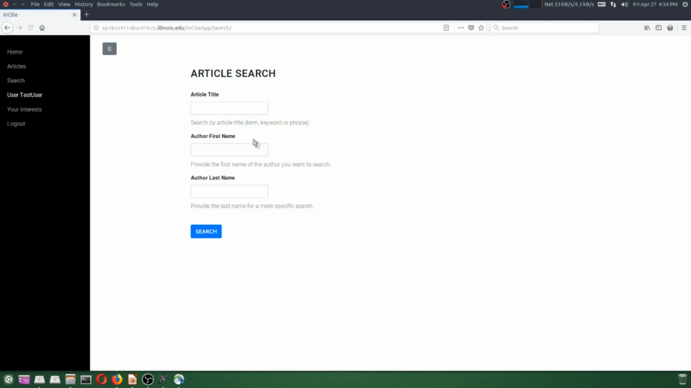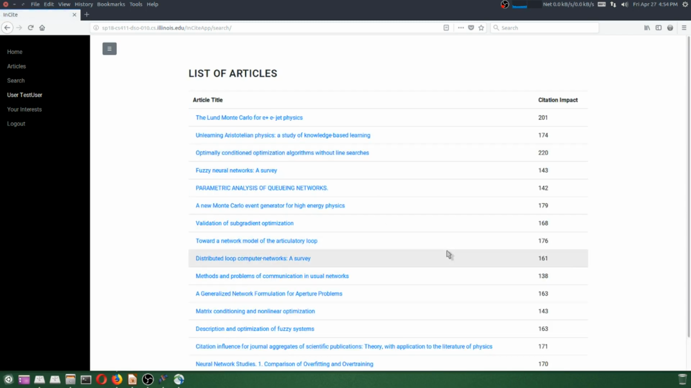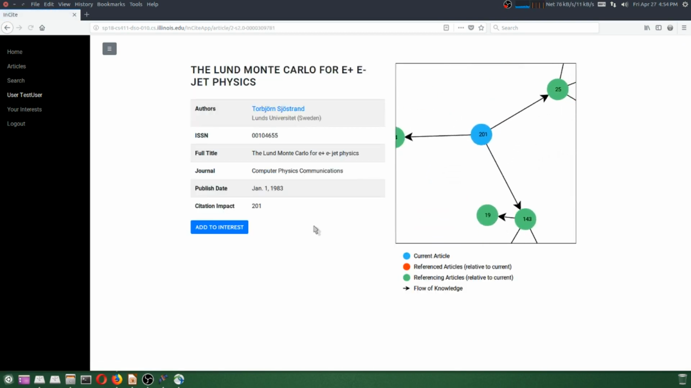Well, let's do a search. I'm from a physics background, so I like physics. This is physics. I don't know, something else cool. Maybe optimization again, network. We'll see what happens. Let's say this is the things I'm interested in. Oh, cool. There's an article about physics.